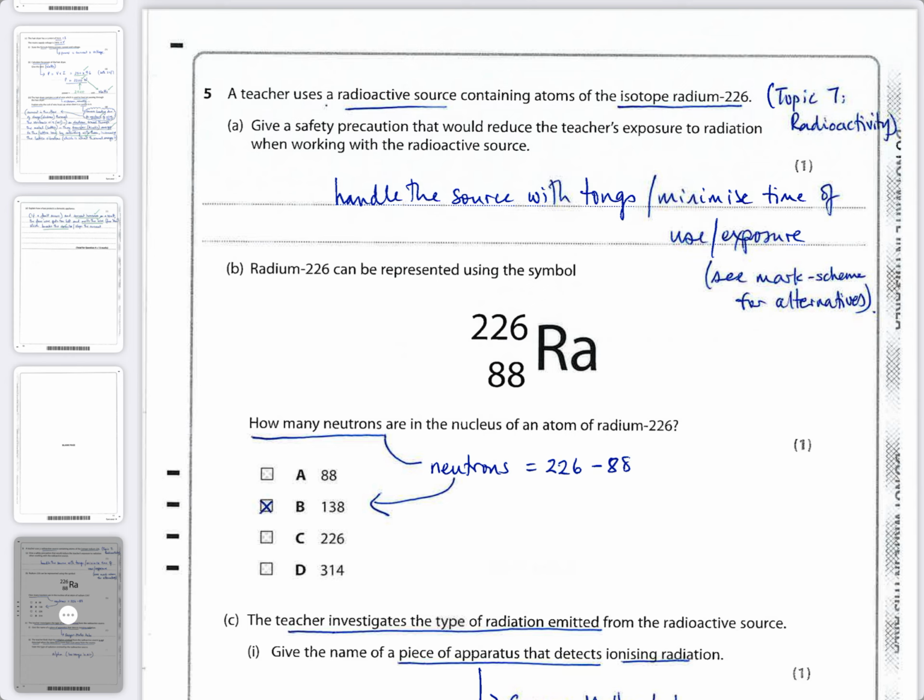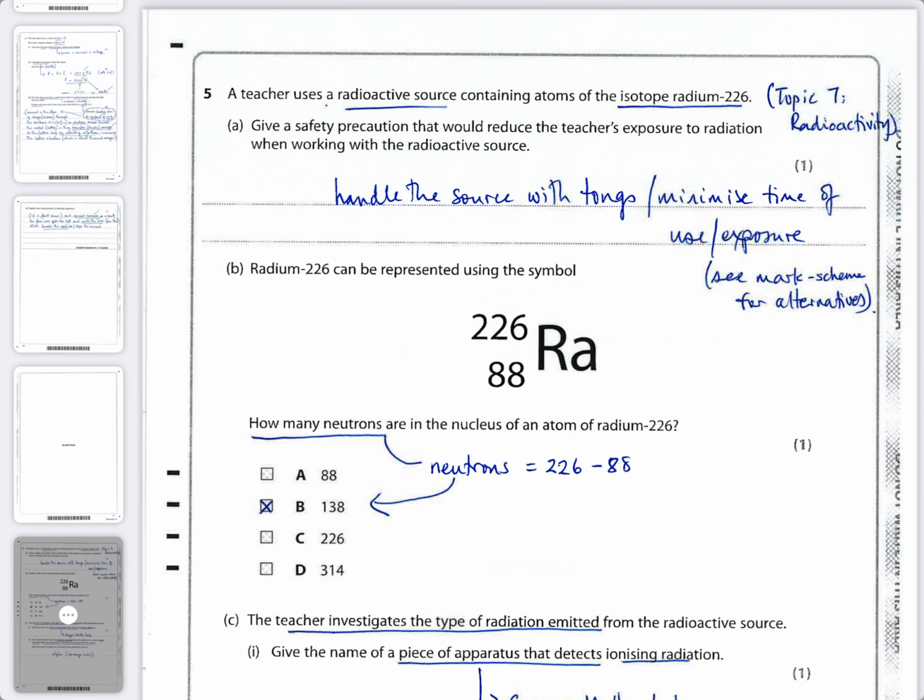Okay, so handle the source with tongs so you never touch it directly, or minimize the time of use, so don't have it out for longer than need be, because both the time and the contact will increase the exposure, as well as the proximity to the source. Other things that you need to be aware of, if you check the mark scheme, you'll see alternatives. Make sure that it's never pointing directly towards anyone.